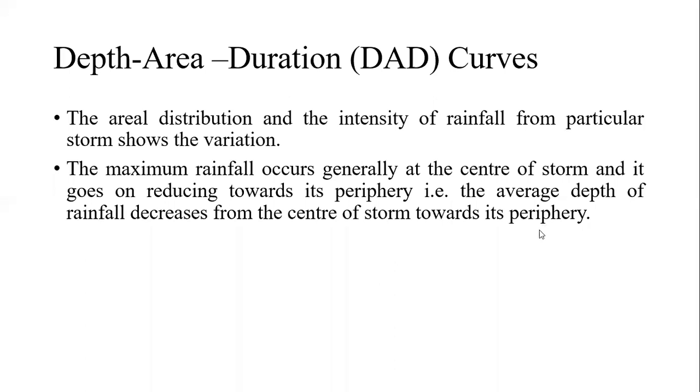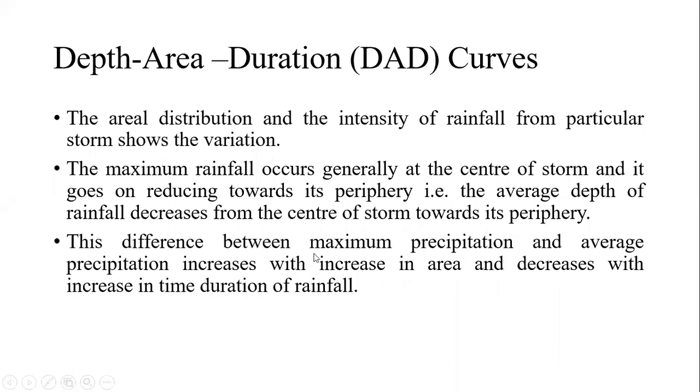Okay, then the next point about it is that the difference between the maximum precipitation, that is the precipitation at the center, and the precipitation at the periphery, म्हणजे रेनफॉल जो सेंटरला होता स्टॉर्मच्या आणि जो रेनफॉल तो स्टॉर्मच्या पेरिफेरीवरती होता, ह्या दोघांमधला जो डिफरन्स आहे, that difference increases with increase in area. म्हणजे काय, जेवढा एरिया कव्हर केलेला त्या स्टॉर्मने जास्त असेल तेवढा तो डिफरन्स वाढत जातो.